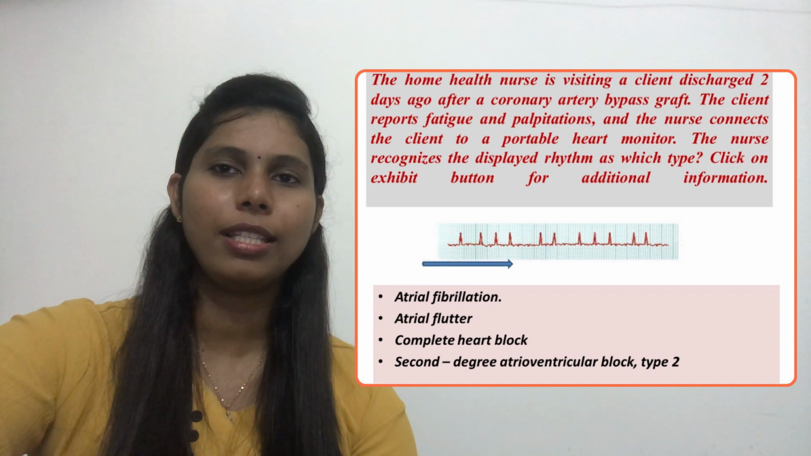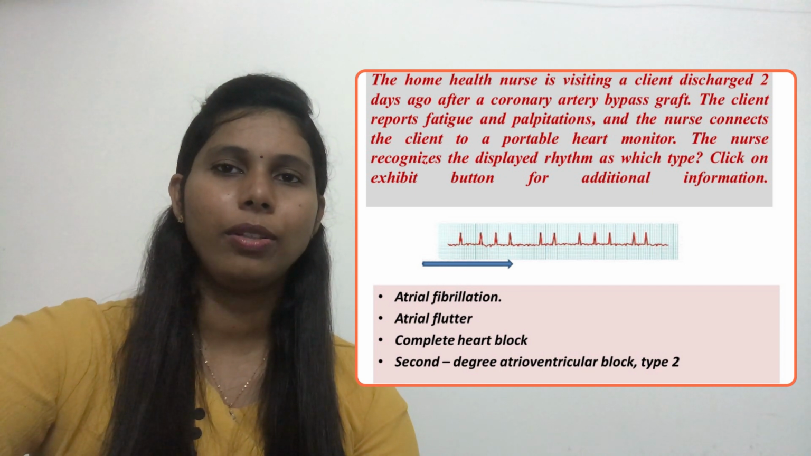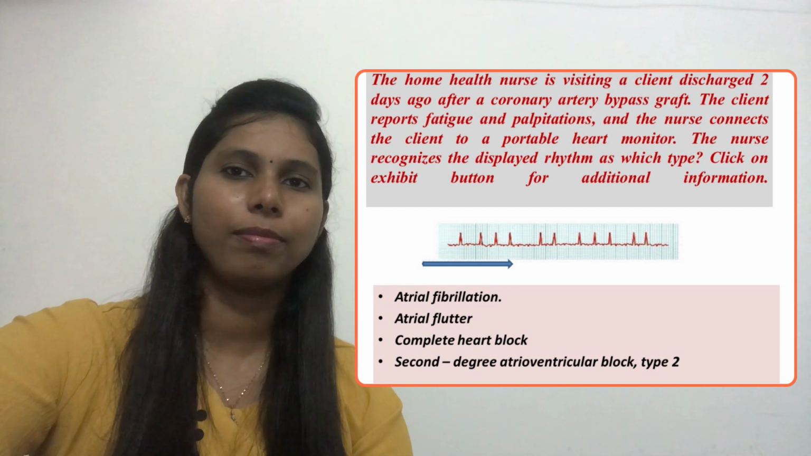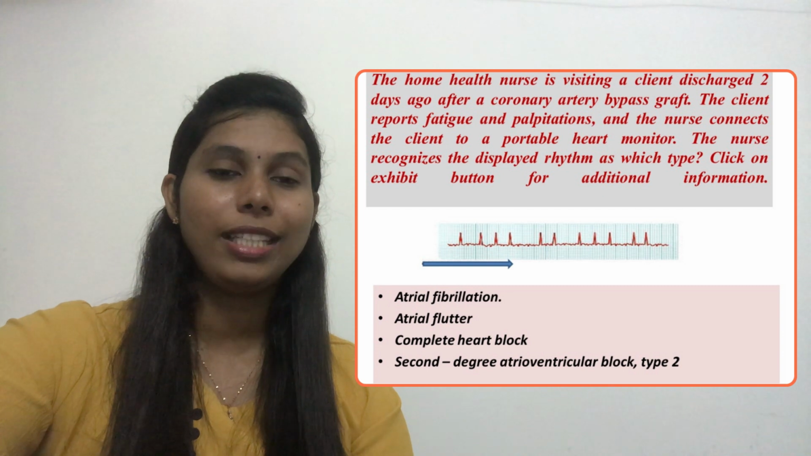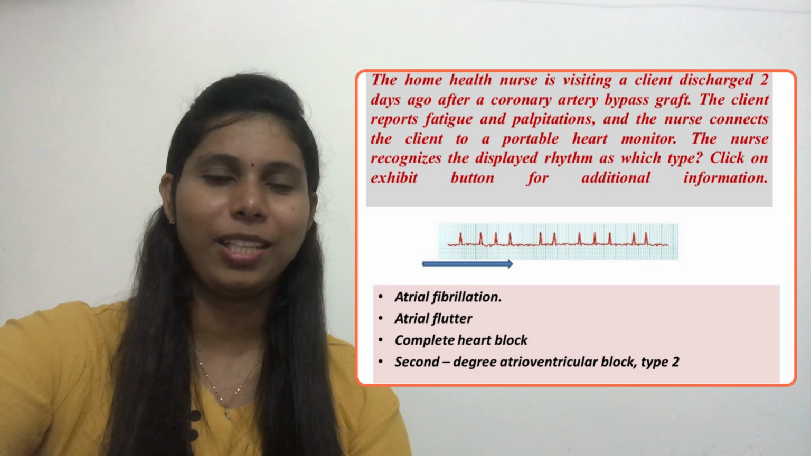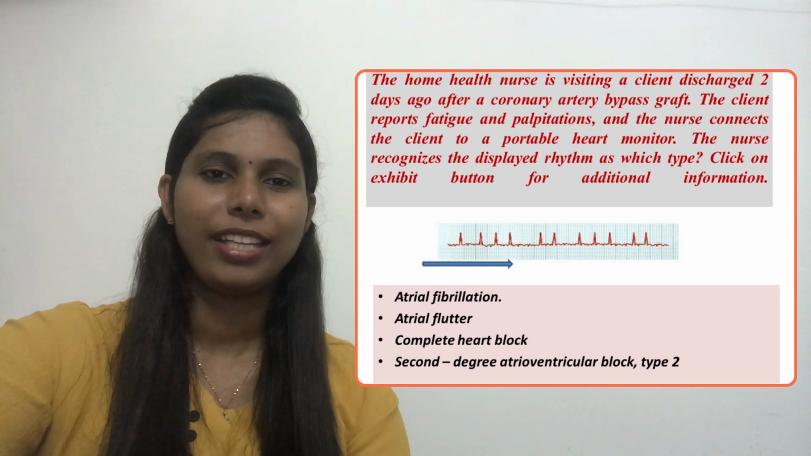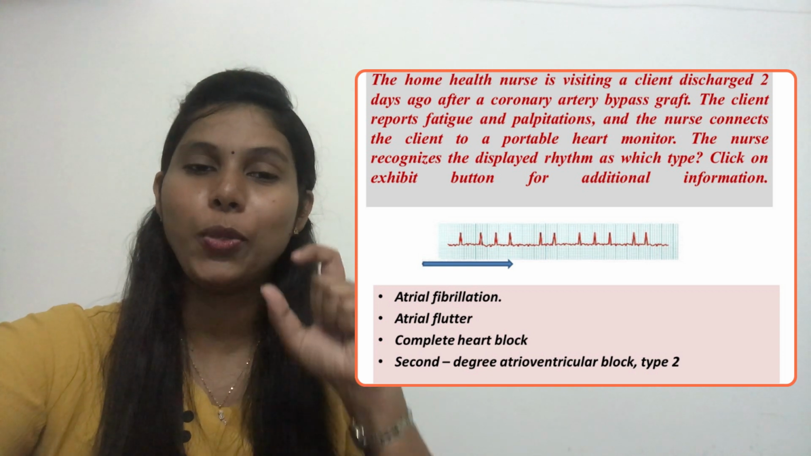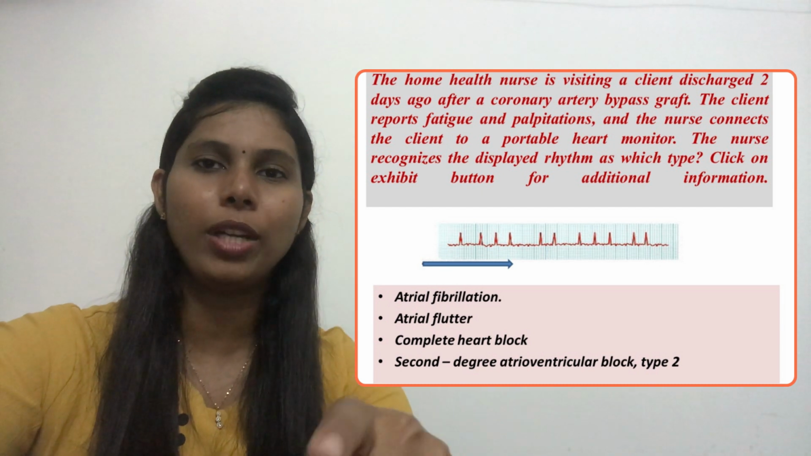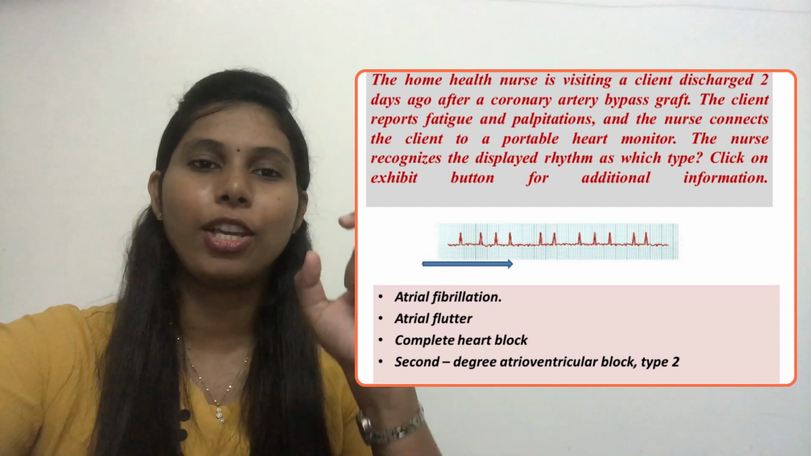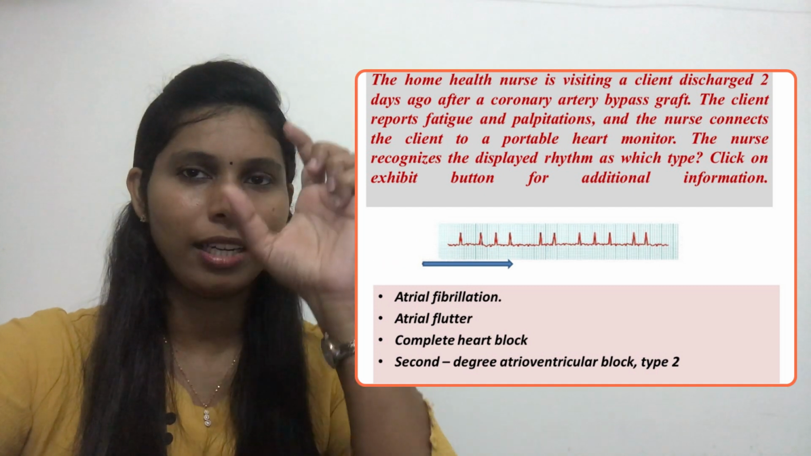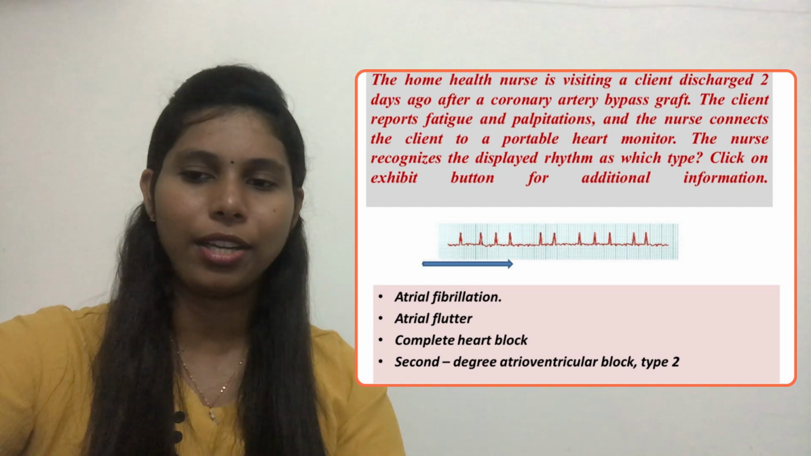When you see this rhythm, what do you understand? Which type? Well, the first thing you say is that it is irregular. So which rhythm is irregular that we studied? In the previous video we studied that one: atrial fibrillation. That is irregular and there are no definite P waves. Here there are no definite P waves and it is quivering. So our answer is atrial fibrillation. This particular rhythm is atrial fibrillation.